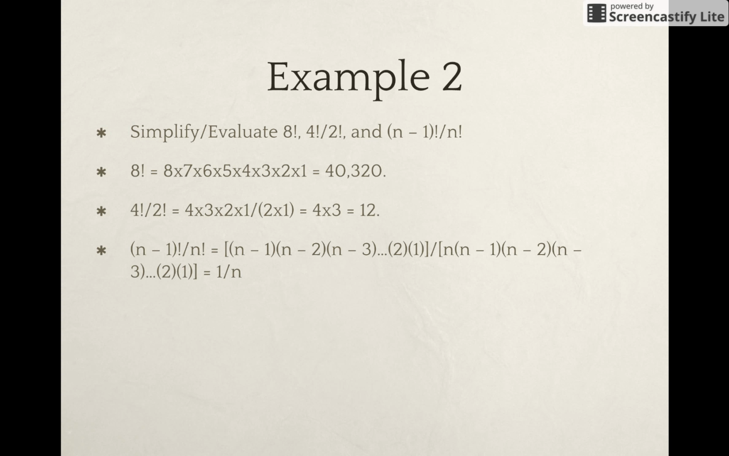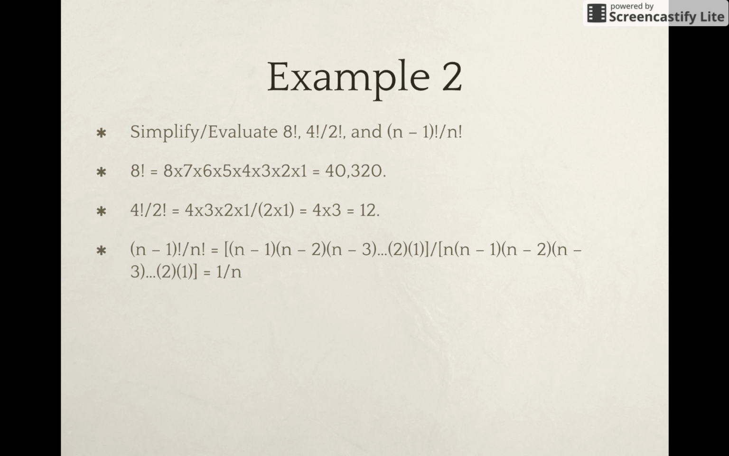Some of our calculations will ask us to simplify factorials, so it would be a good idea for us just to practice that now. We'll take a look at 8 factorial. We'll take a look at the expression 4 factorial divided by 2 factorial. And we'll take a look at the expression n minus 1 factorial divided by n factorial. For 8 factorial, we'll follow the definition of n factorial, and we will do 8 times 7 times 6 and so on all the way down to 1.